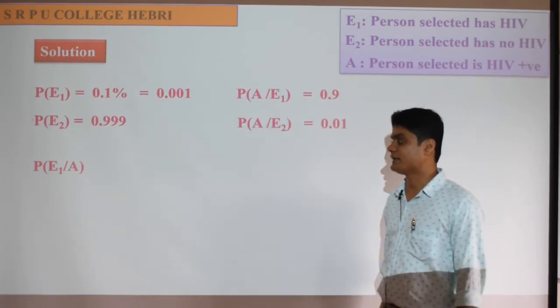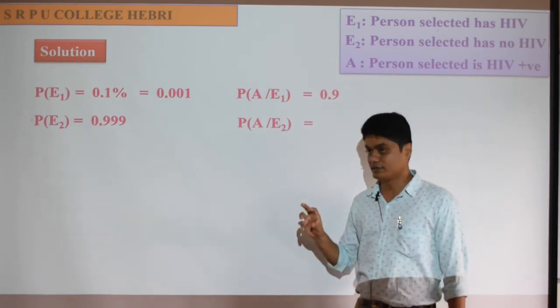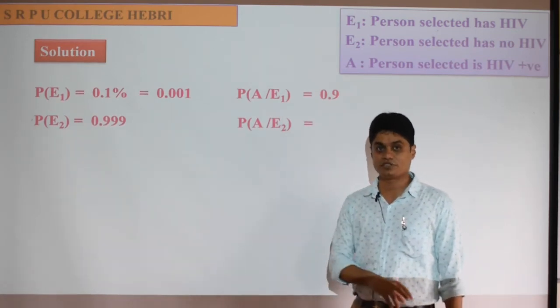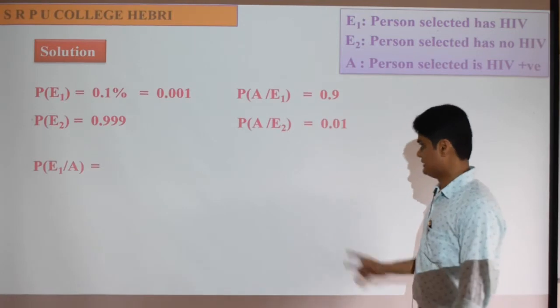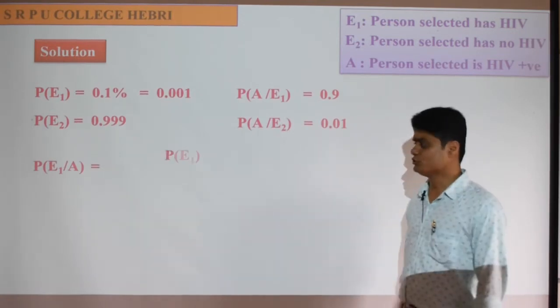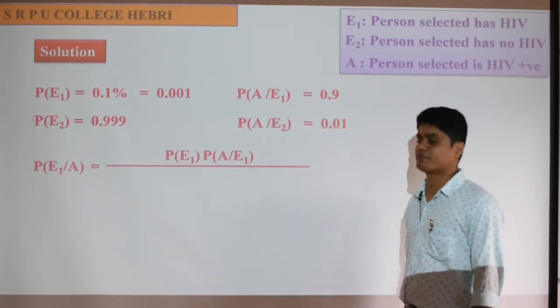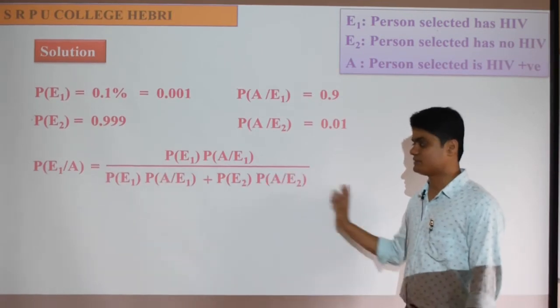Probability of E1 bar A. Why probability of E1 bar A? The person has HIV and the pathologist gives the same report, so probability of E1 bar A. Now use Bayes theorem: probability of E1 into probability of A bar E1, divided by the same thing.